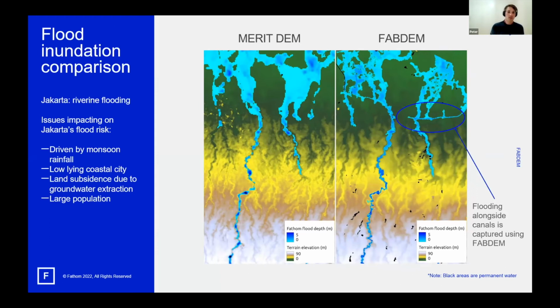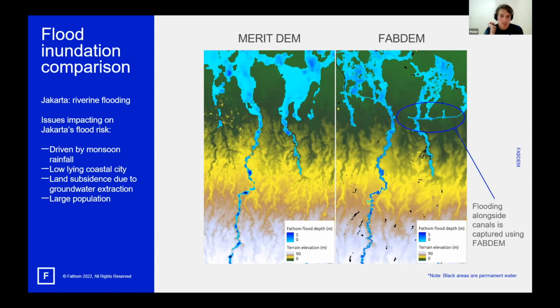And this is looking at the area around Jakarta, which is a very flood-prone area. It's driven by huge amounts of monsoon rainfall. It's low-lying on the coast, and it's affected by severe issues with land subsidence. So this is only going to cause greater issues with flood risk in Jakarta in the future. So it's an important place to understand the flood risk.